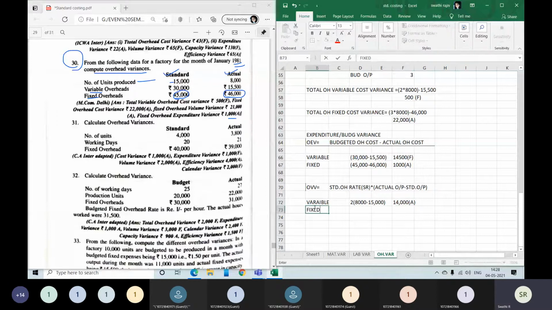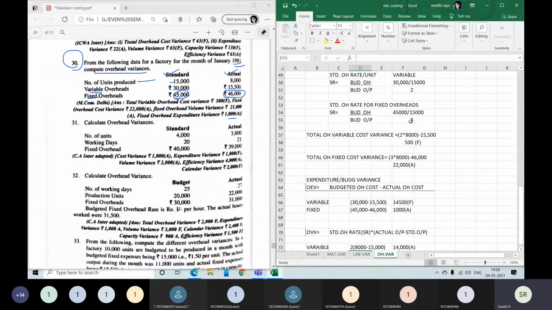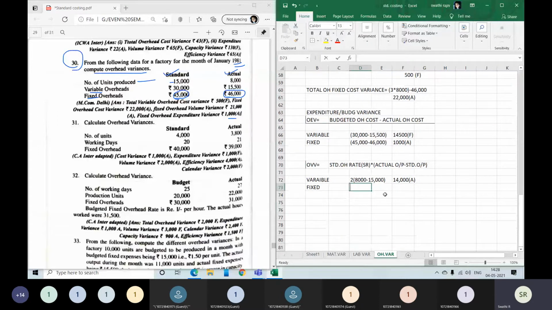For fixed, what is your standard rate for overhead for fixed overheads? It is 3. So 3 into actual output, and this is not differing, minus 15,000 only. So it is 7,000 into 3 now. 21,000 adverse.